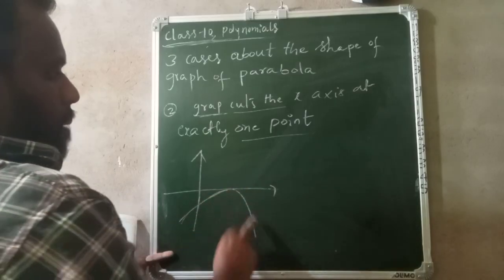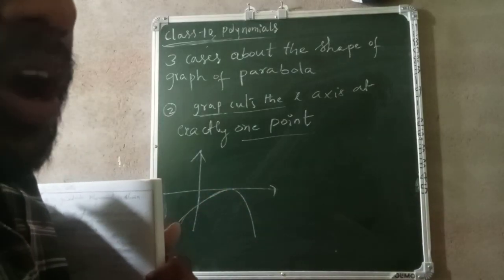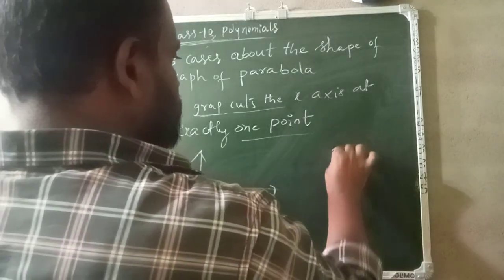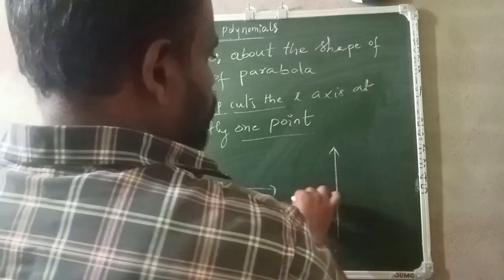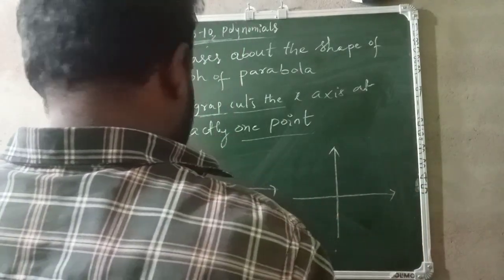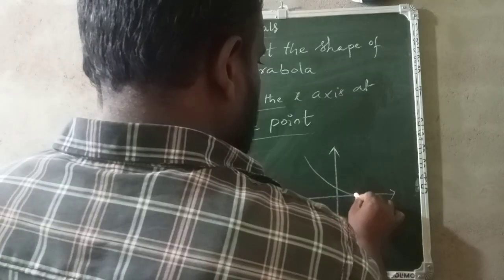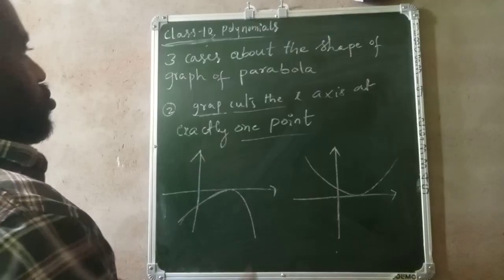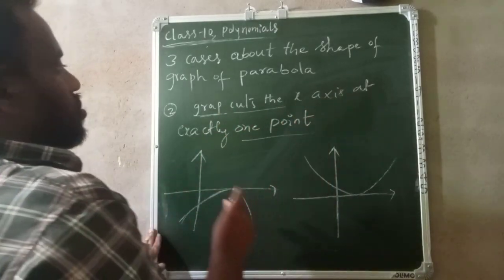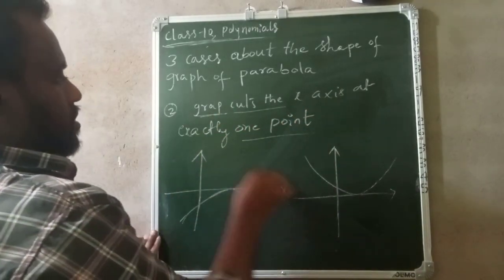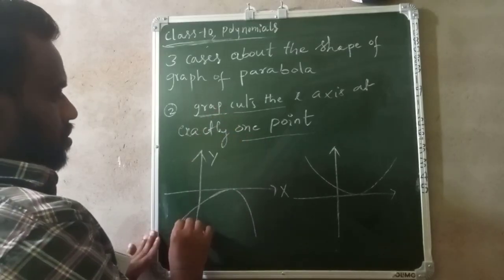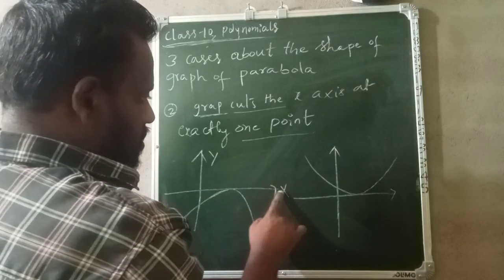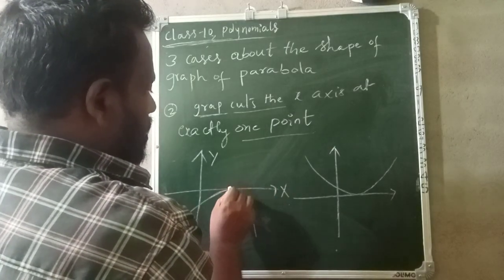Okay, this is actually a parabola, U-shaped. I'm just drawing a rough diagram, okay, but this is U-shape. Next, another graph. So, see what is the headline? Case 2 is graph cuts the x-axis at exactly one point. So this is x-axis, this is y-axis.